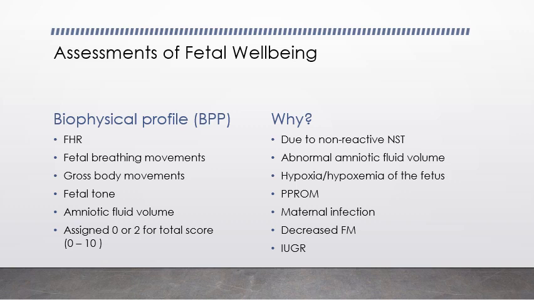So scores of 8 and 10 are very reassuring, and 6 and less are not as reassuring. This may be due to a non-reactive non-stress test that I mentioned on the previous slide, or any of the other reasons noted on this slide. The important thing that I want you to note on this slide is what is measured during a biophysical profile, and understand that the numbers that are assigned are either 0 or 2. So there can never be an odd number assigned as a result of this test.